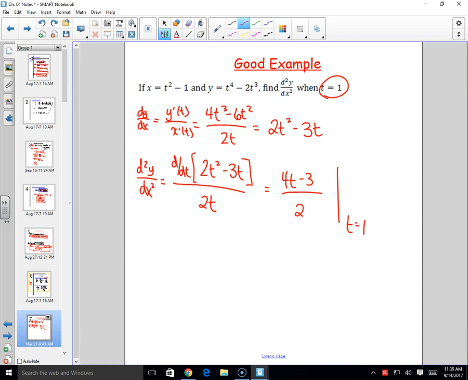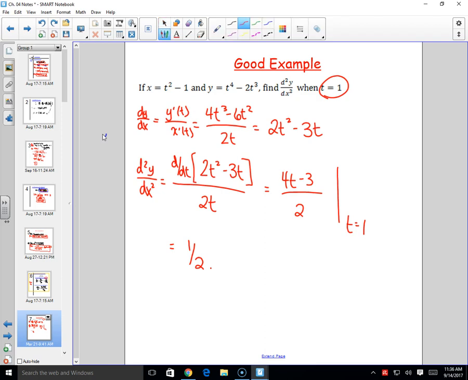4 minus 1, 1 over 2? Okay. What does this tell me about the parametric curve when t equals 1? No, not the slope. No, the second derivative isn't slope.